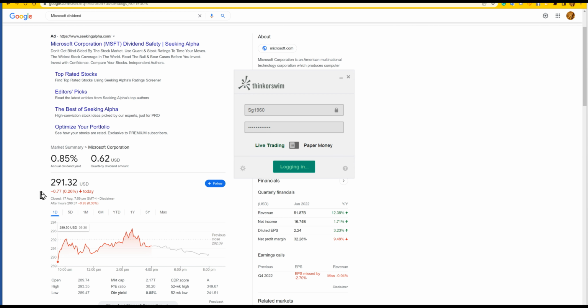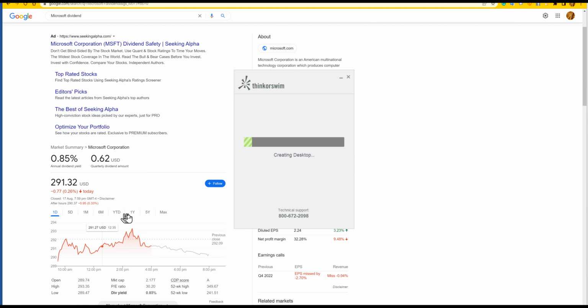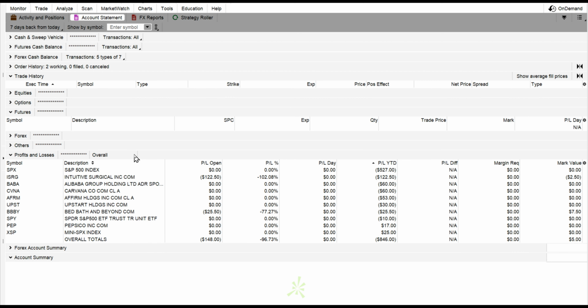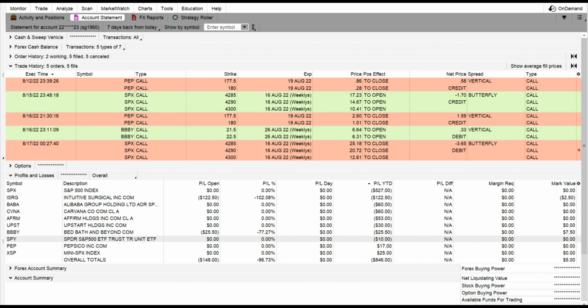So we know that it's $291 now. The average dividend is less than 1% for the whole year. The average quarterly dividend is 62 cents. So there's nothing wrong with dividends if you are what we call a substantial long-term investor. If you are comfortable to collect 62 cents on $290, that means you are what we call a long-term value investor.